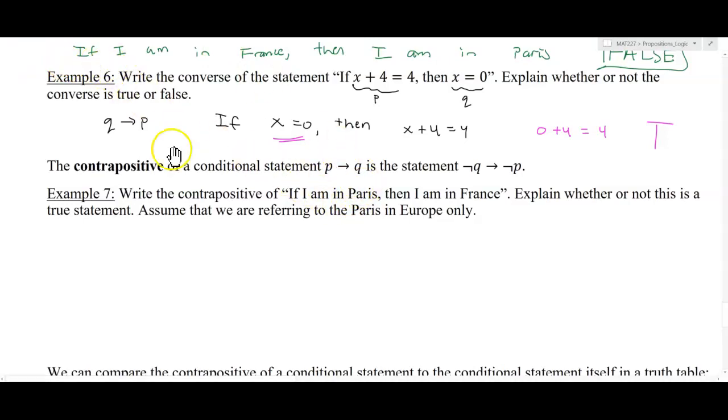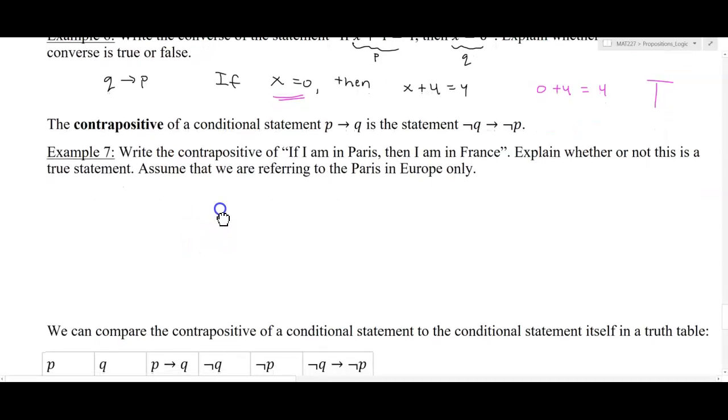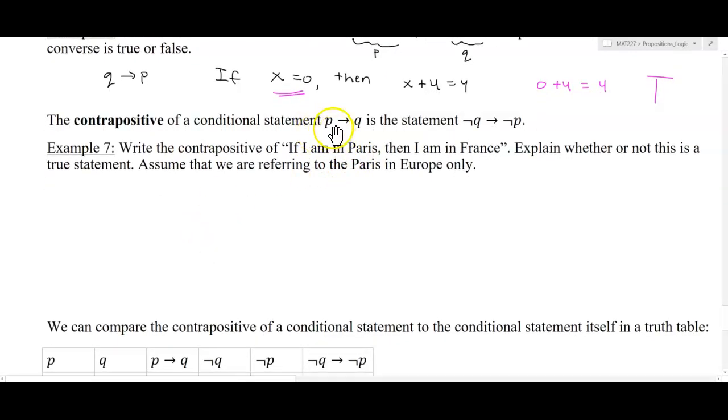Now the contrapositive of a statement is a different type of statement. The contrapositive of a statement P implies Q is the statement not Q implies not P. So for instance, if we write the contrapositive of if I am in Paris, then I am in France, we have to write this. P is I am in Paris, once again, that's the P statement. I am in France is Q.